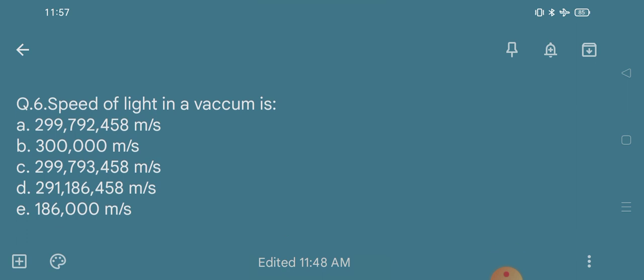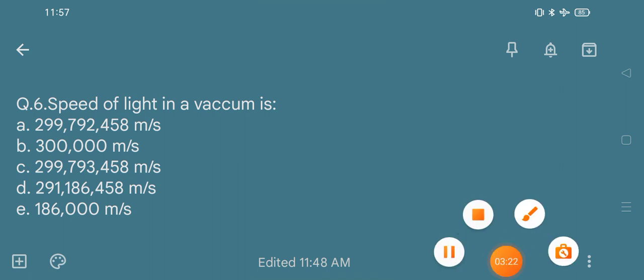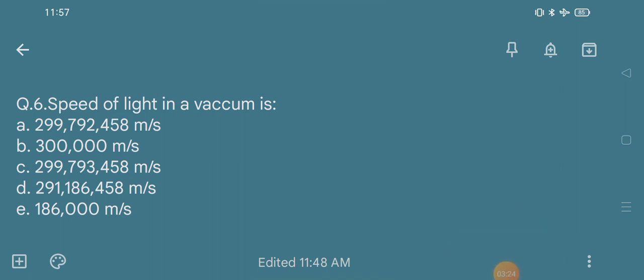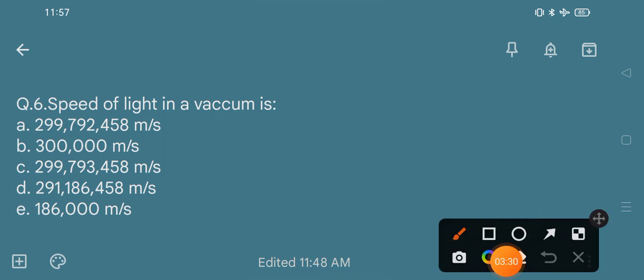Question number 6. The speed of light in a vacuum is option A 299,792,458 meters per second, option B 300,000 meters per second, option C 299,793,458 meters per second, option D 291,186,458 meters per second, option E 186,000 meters per second. The correct option is option A.